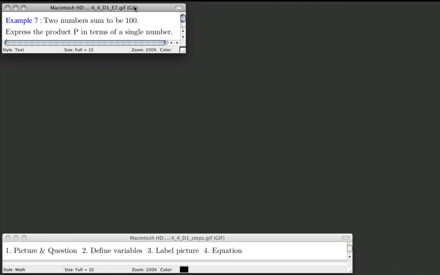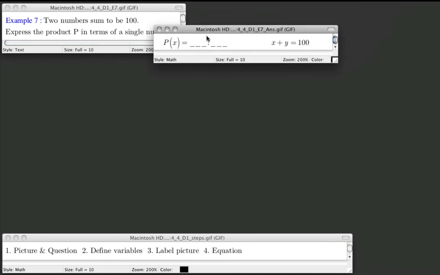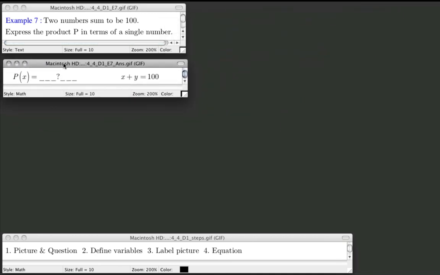The question is, two numbers sum to 100. Express the product p in terms of a single number. So if you've got an answer, you can check it now. I'm aiming for the product in terms of a single number. I'm going to call my two numbers x and y, and so the function that I've set up is product in terms of x only.